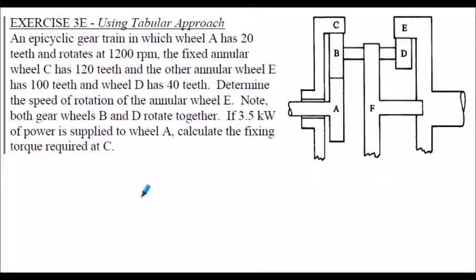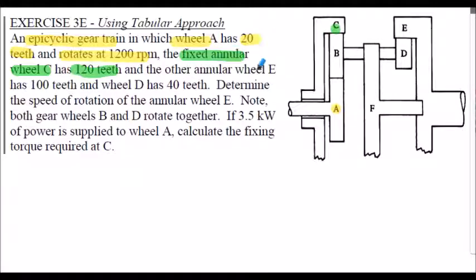Okay, let's consider exercise 3E, which again we're going to solve using the tabular approach. In an epicyclic gear train in which wheel A has 20 teeth, so this is wheel A, the sun wheel here, and it rotates at 1200 RPM. It's got speed given. The fixed annular wheel, C, has 120 teeth. So this is fixed in this case. I'm always pleased when I hear it's fixed, because that will mean the solution sequence is slightly easier for you.